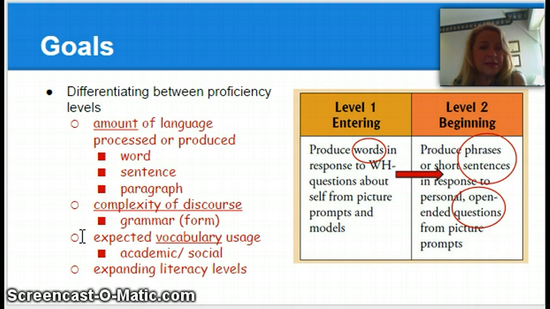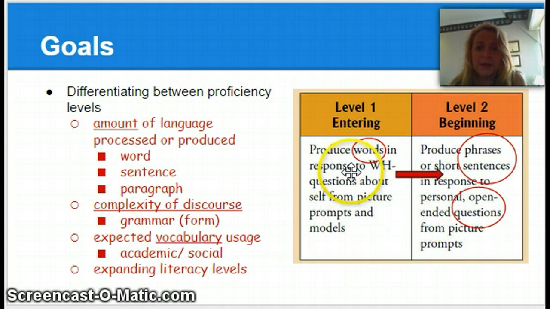And what is the expected level of vocabulary use? Are they going to be using more social language, more academic language? And what about their expanded literacy levels? How much will they be able to apply reading comprehension strategies on their own? How much scaffolding do students need on the part of the teacher in each lesson for them to be able to understand what is going on linguistically?